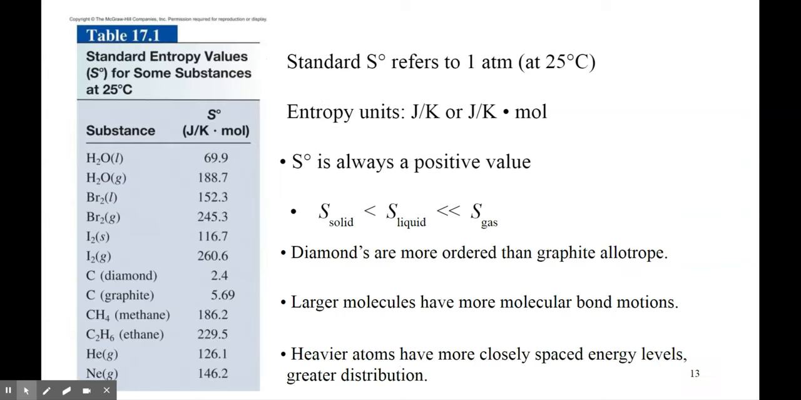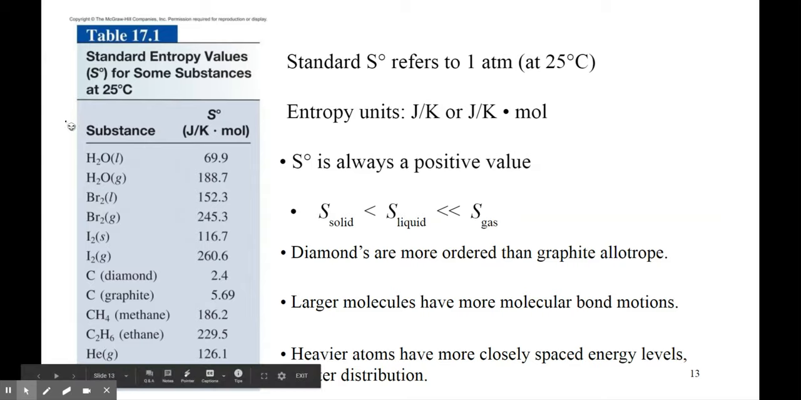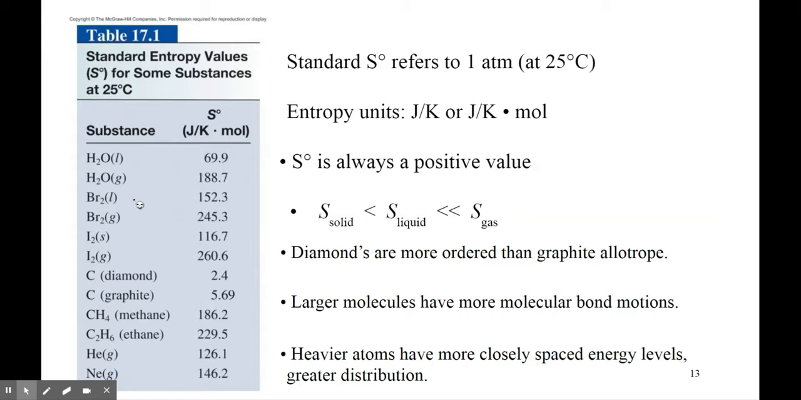So a few more fun facts. It's always going to be a positive value, and it has the units of either joules per Kelvin or joules per Kelvin mole. Again, we've already said this, but as you go from a solid to a liquid to a gas, entropy goes up. Here's just a couple of examples of different substances and their entropy. You can see from a liquid to a gas for water, entropy goes up. For bromine, liquid to gas, it goes up. Iodine, it sublimates from a solid to a gas, it goes up.